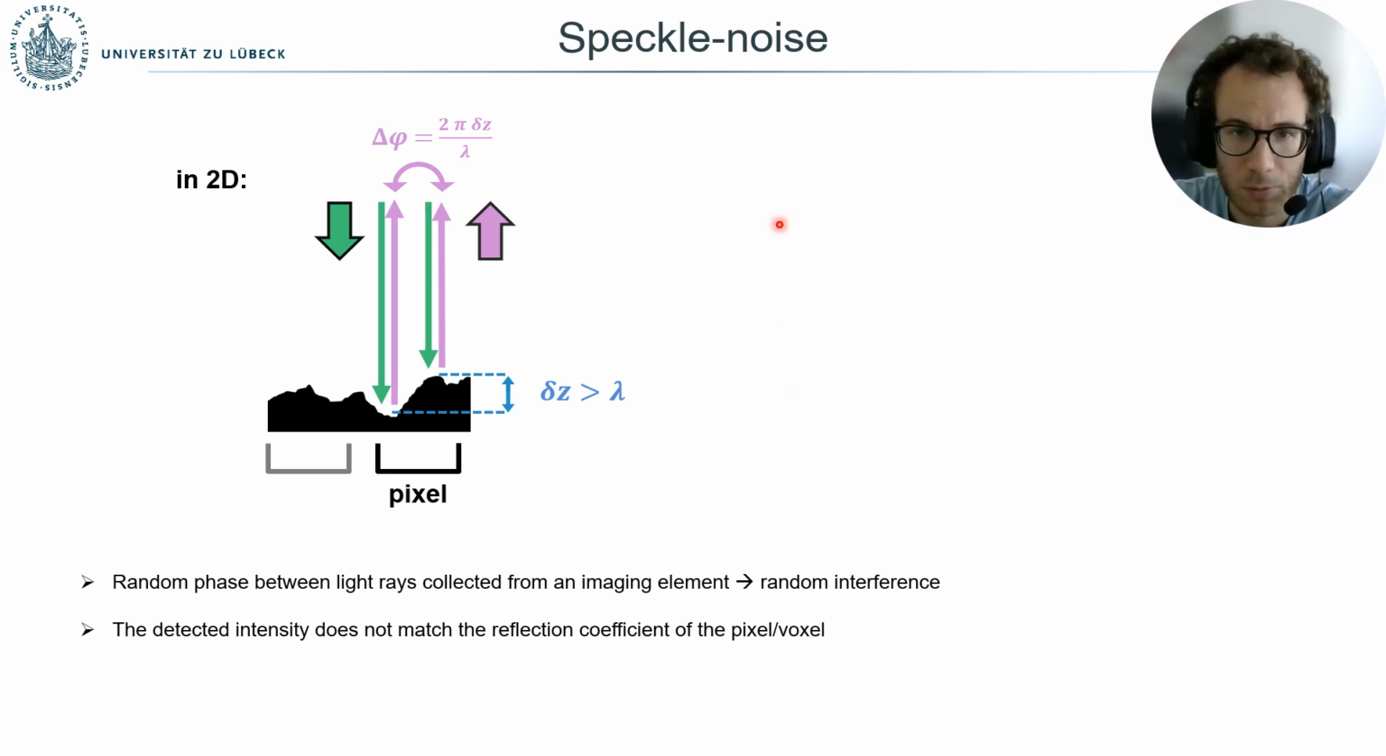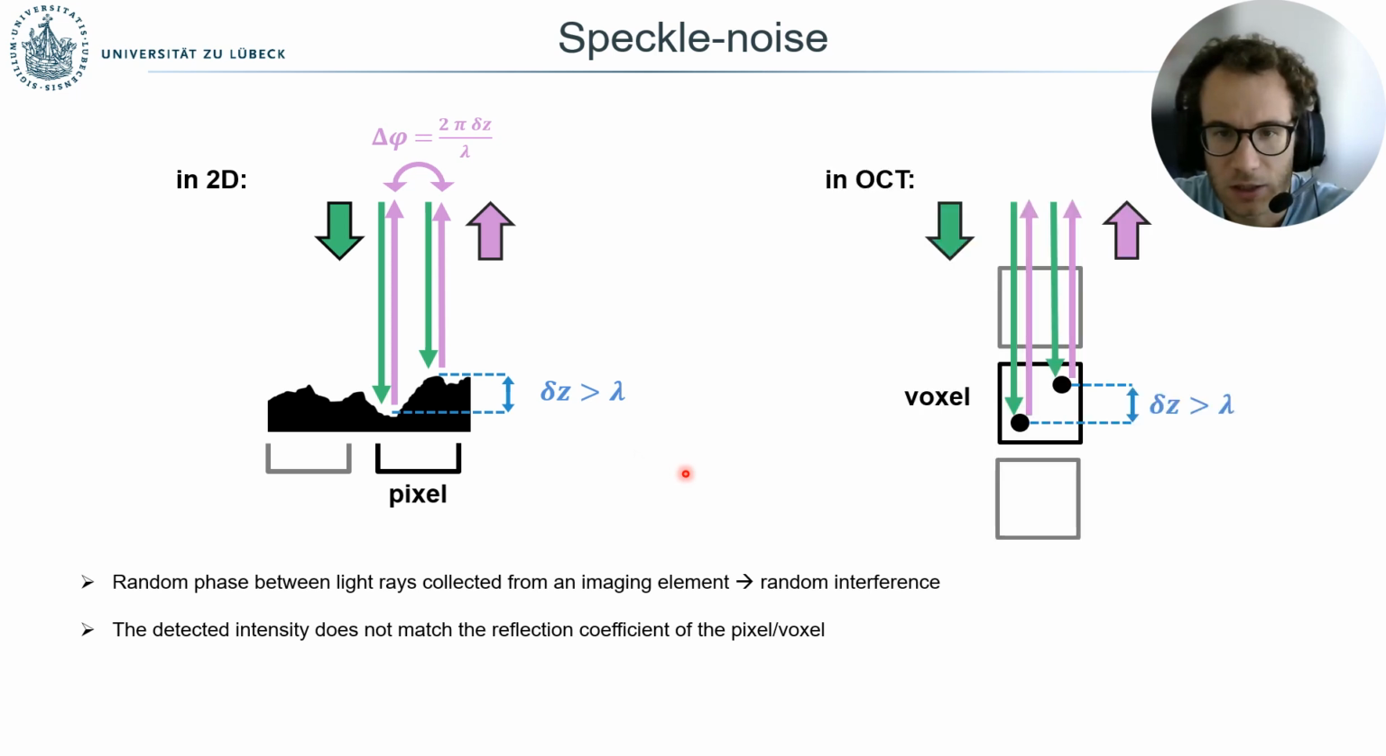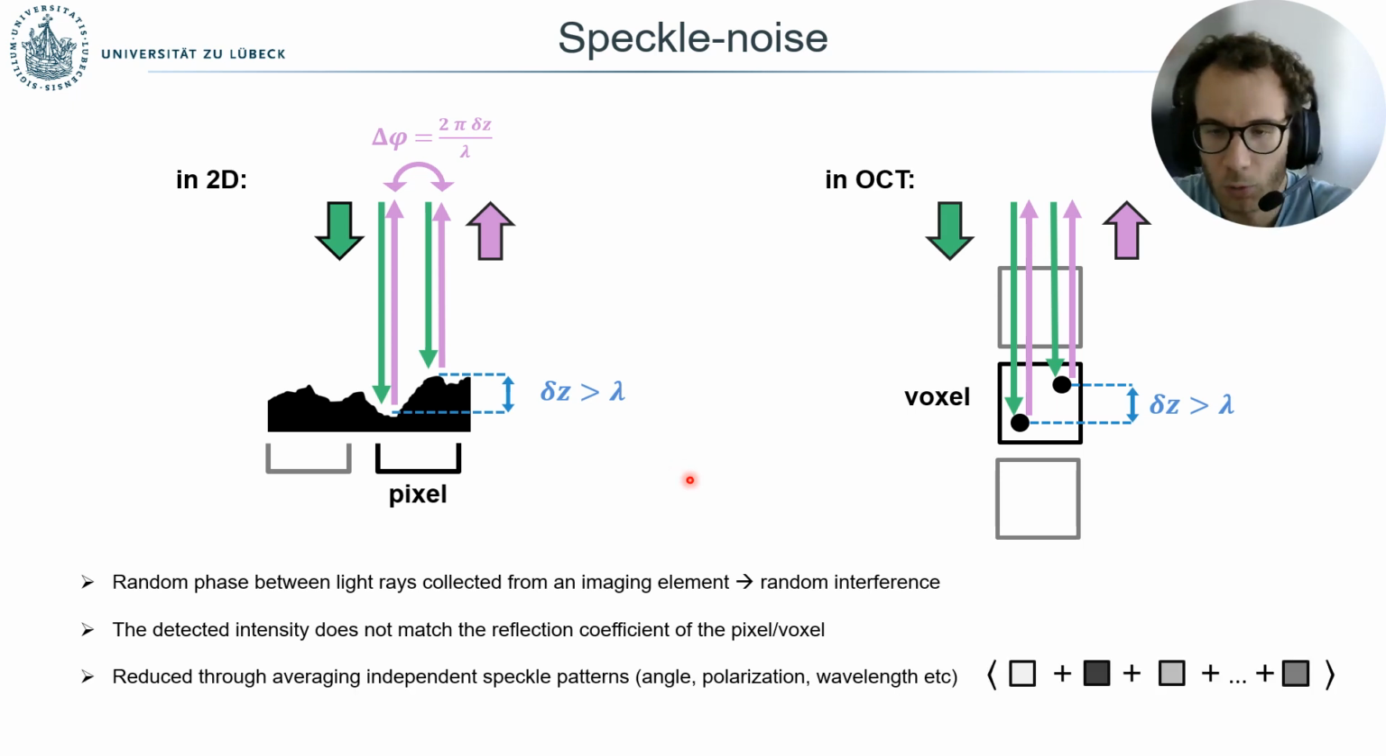So what we understand by speckle noise is the effect that occurs when the roughness of the surface is larger than the wavelength. So if we consider 1 pixel, then we have light backscattered at different depth that is going to randomly interfere positively or destructively, which means that the intensity we detect from this pixel is different from the actual reflection coefficient of it. And in OCT, it happens all the time because the size of the voxel actually is much bigger than the wavelength. So then we always have speckle noise in OCT when we have biological tissues.